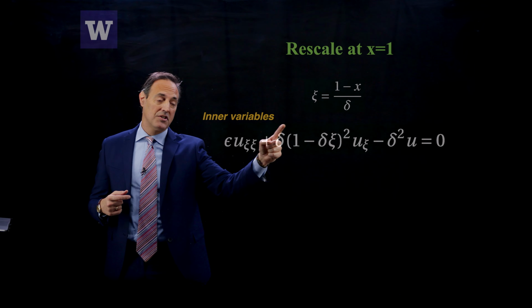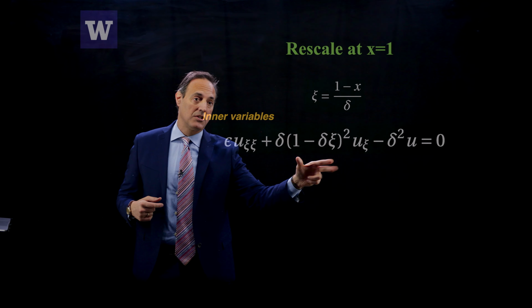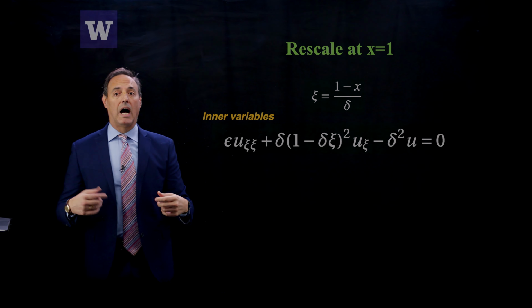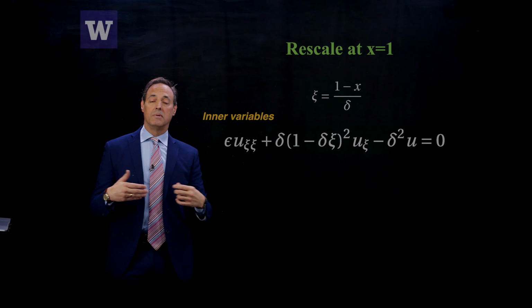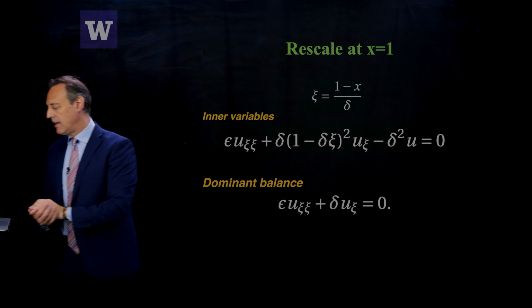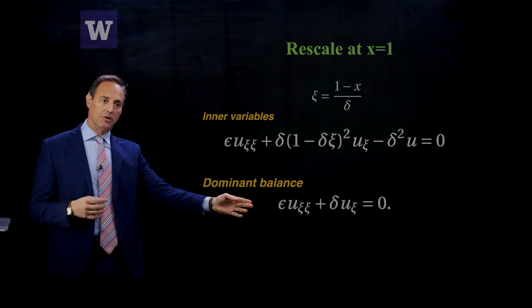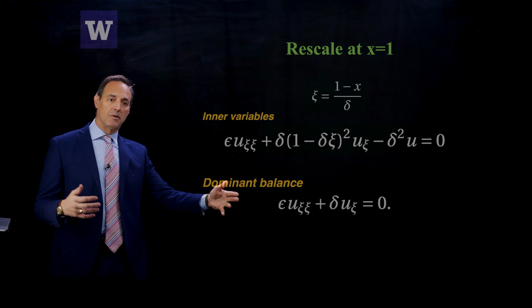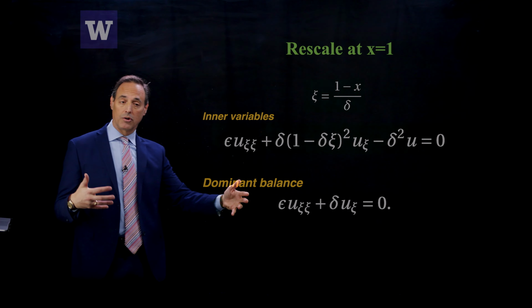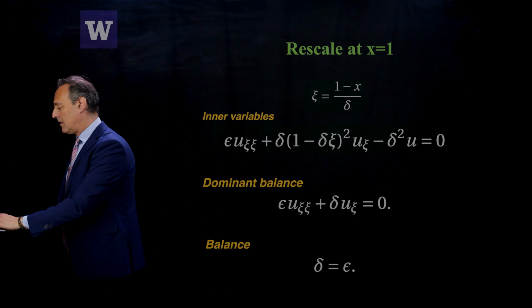So this term here will be bigger than this term. And in order for me to balance this term with this term, I would take epsilon to be the same size as delta. And if you do that, so there you go. This is what you get at the dominant balance. You can say I have an epsilon and a delta. To make these two terms balance in the leading order solution, take epsilon equal to delta. So that's what we're going to do.